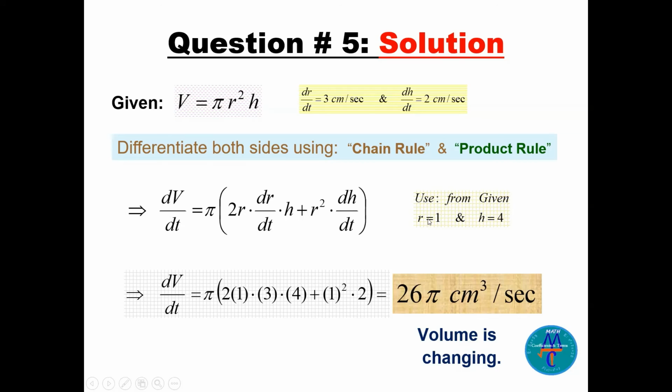Now from the given, we have r is equal to 1, h is equal to 4, and we also have dr over dt and dh over dt. Just put all the numbers and the volume is changing. dV over dt will be 26 pi centimeter cube per second.